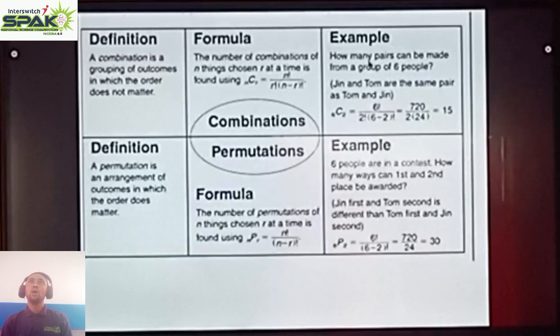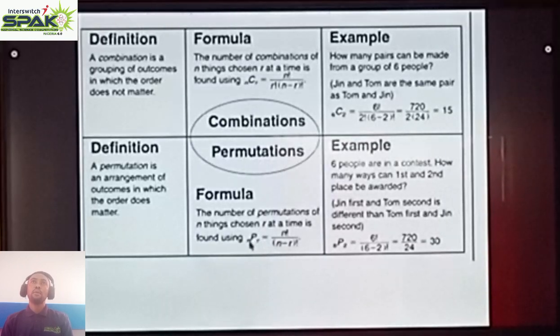For example, how many pairs can be made from a group of 6 people? You know, a pair is 2. So that means we have 6 combination 2. Using the formula, 6 factorial over 2 factorial times (6 minus 2) factorial. 6 factorial is 6 times 5 times 4 times 3 times 2 times 1, which gives 720. Then 6 minus 2 is 4. So 4 factorial is 24, while 2 factorial is 2. When you simplify, you get 15.